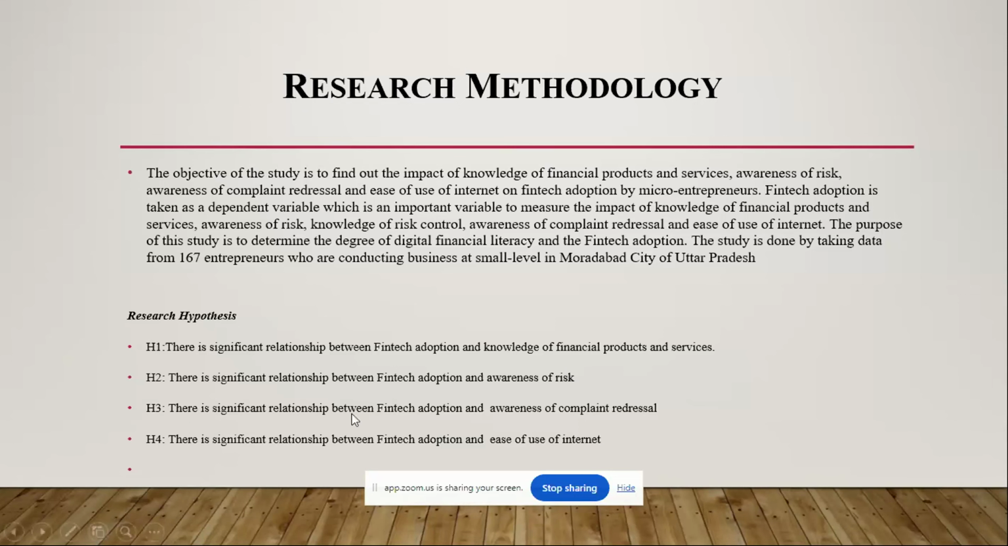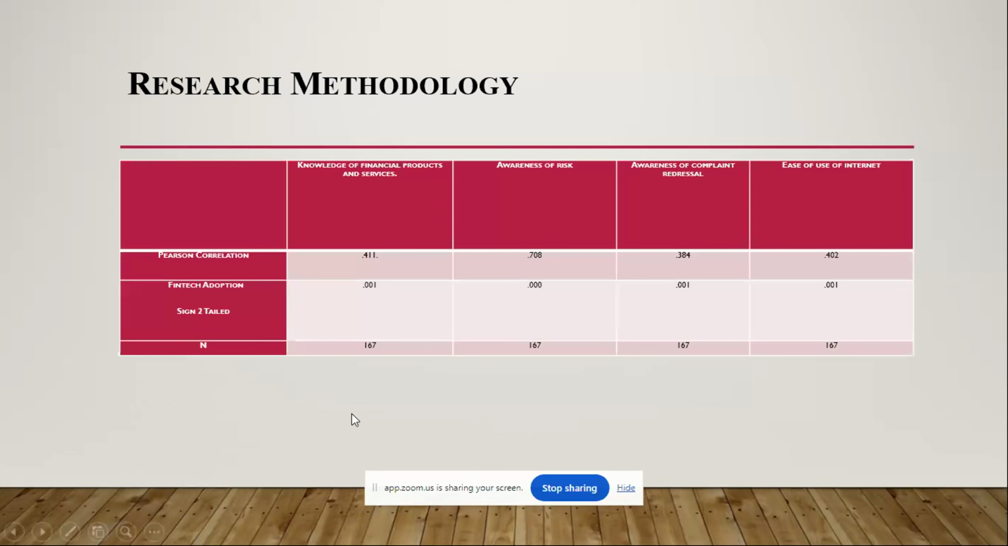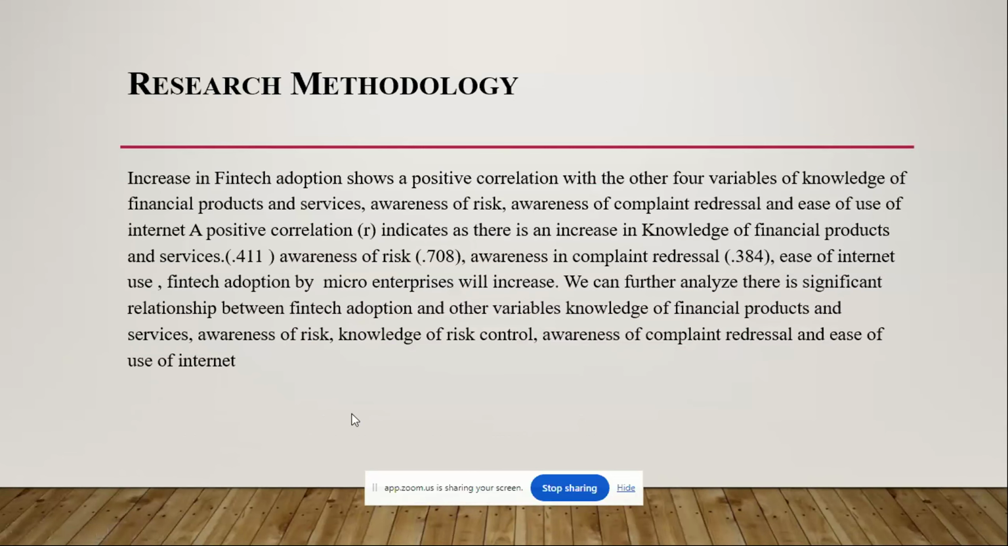These are the hypotheses which I have framed. This is my research methodology, and all the hypotheses were accepted. This is the result of the test which I have applied. Increase in fintech adoption shows a positive correlation with 4 variables: knowledge of financial products and services, awareness of risk, awareness of complaint redressal, and ease of use of internet. There was a positive relationship between these dependent and independent variables, and all the hypotheses were accepted.